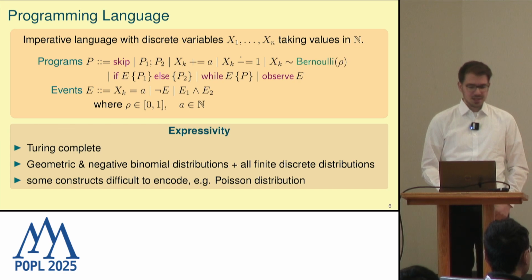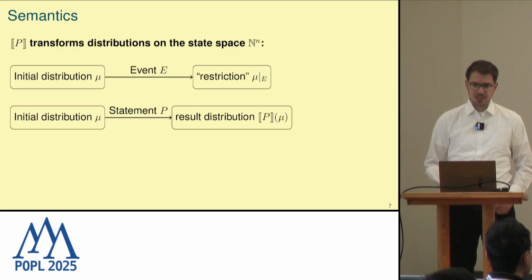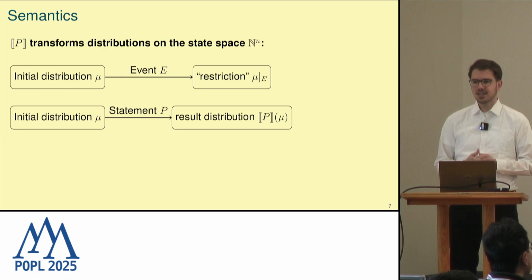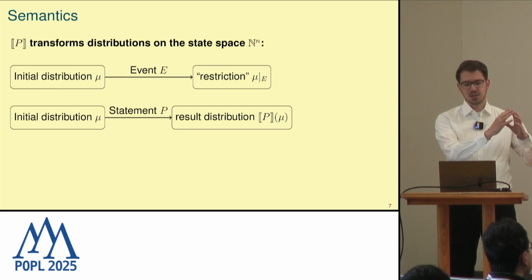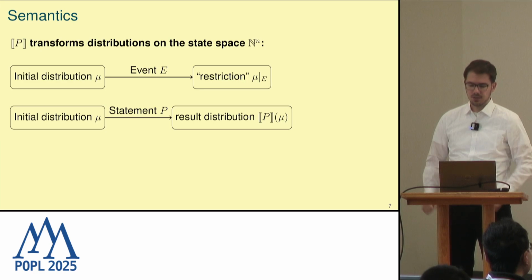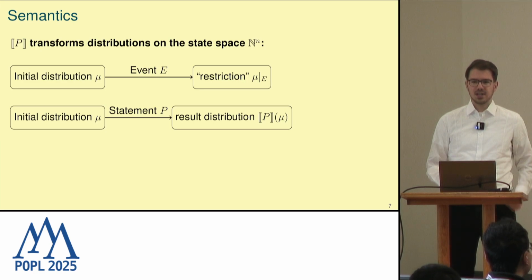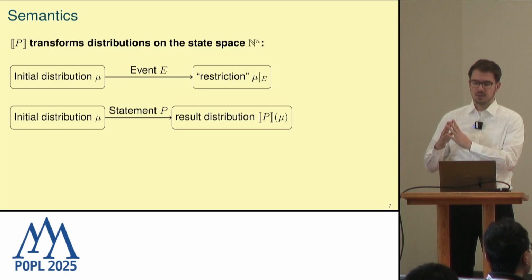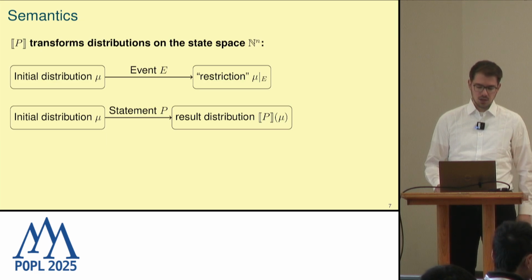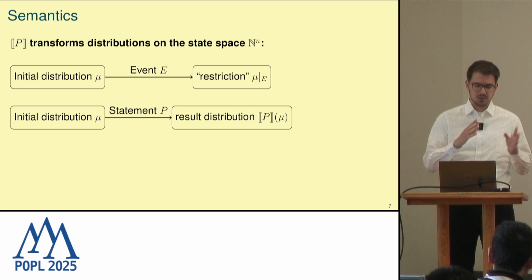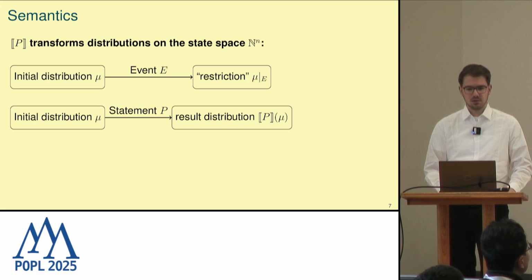So what is the semantics of this language? Well, it's typical for such an imperative language to have a transformer semantics. So the idea is that your program transforms some initial distribution on the state space of the variables to the distribution you get at the end of the program. So for example, an event would restrict the initial distribution to the states where the event holds. And similarly, a statement would transform the distribution, for example, by incrementing.